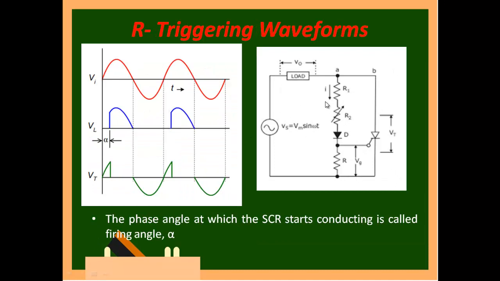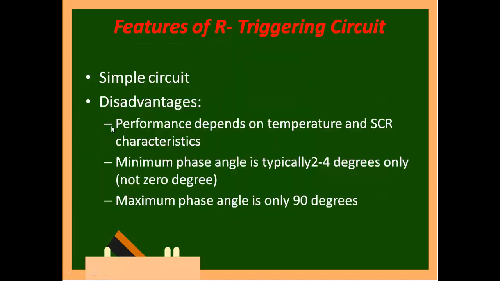So in the graph, for a resistance of this R2, I can vary this alpha. If I increase this resistance, the alpha will increase. If I decrease the resistance, your alpha will reduce. Okay, that's all about R triggering. It is the simplest circuit.